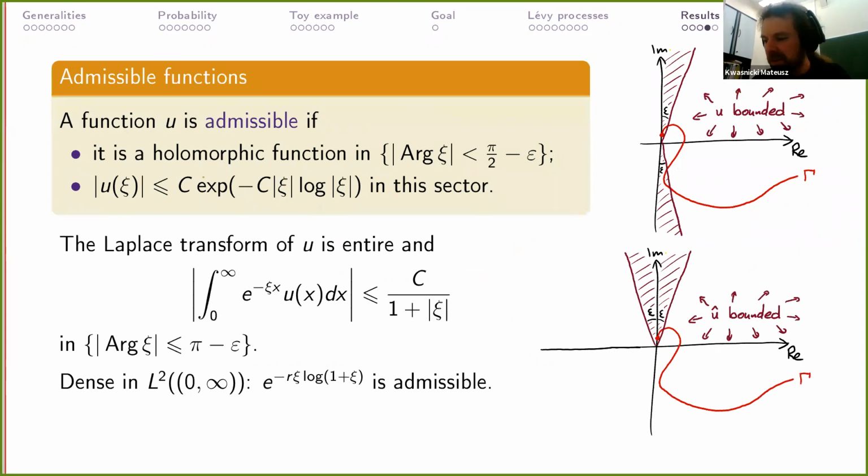So a function is admissible if it extends analytically to a sufficiently large sector, essentially to the right half plane minus epsilon, and it satisfies a very, very tough bound in that region. So it must decay super exponentially in that region. That's used to figure out that the Laplace transform is an entire function which has a very good bound, except for a tiny sector around the negative half axis.